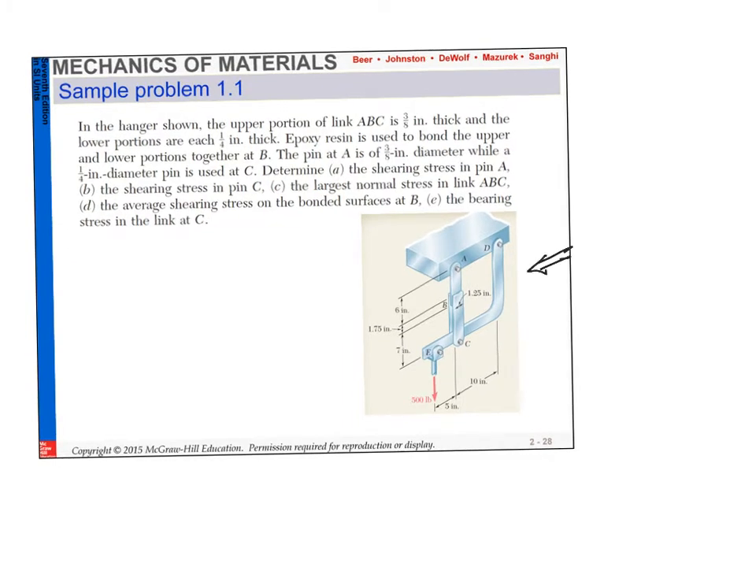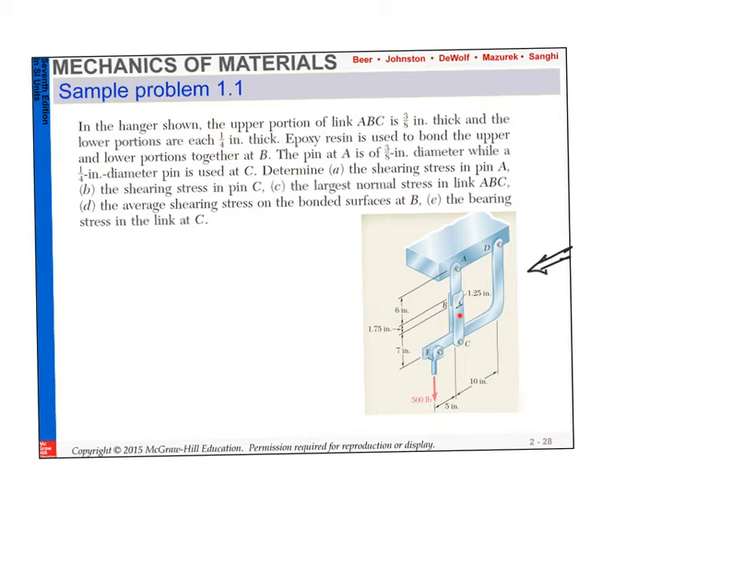It has an upper portion of the link ABC, looking at the link. Again, the word link is very important here, and I will show you why it is important. ABC has a thickness of 3/8, and the lower portion has a thickness of 1/4 inch each.